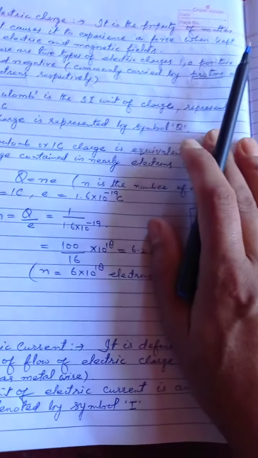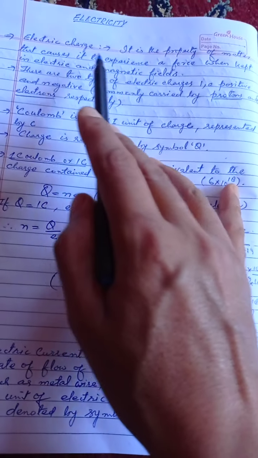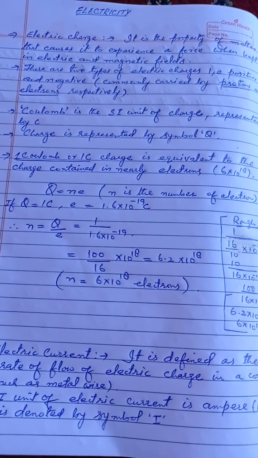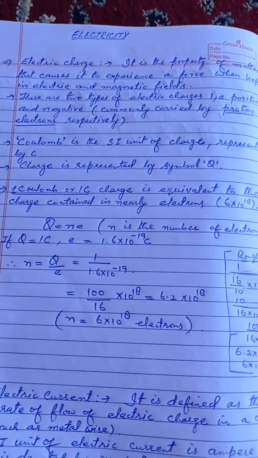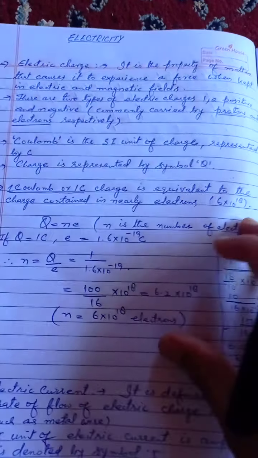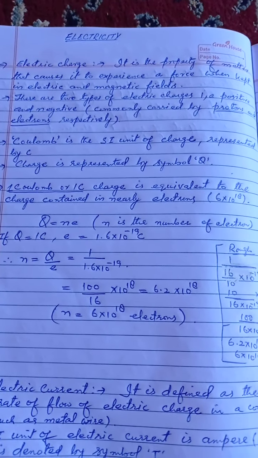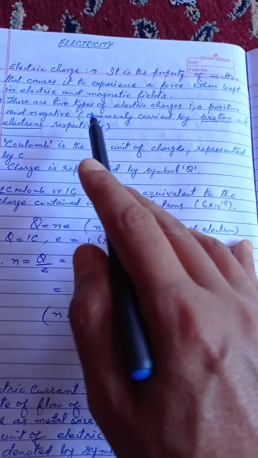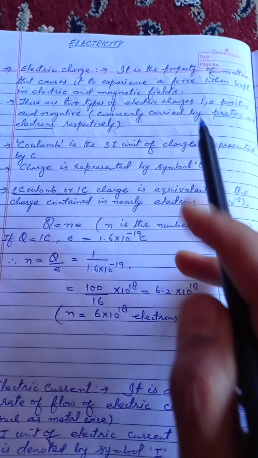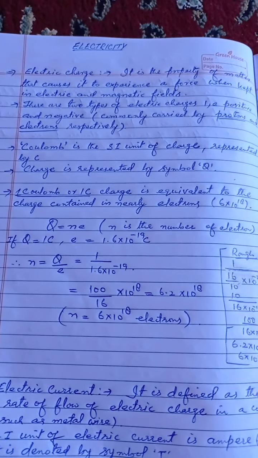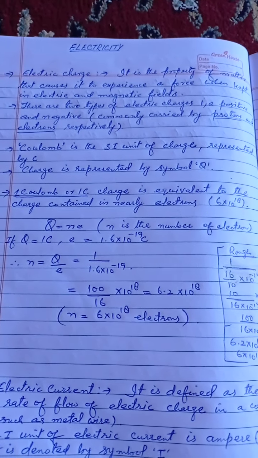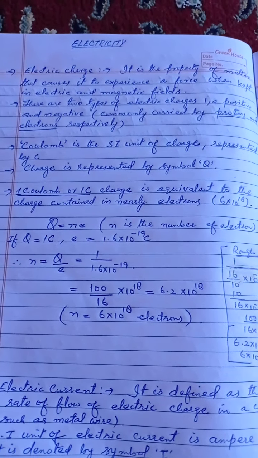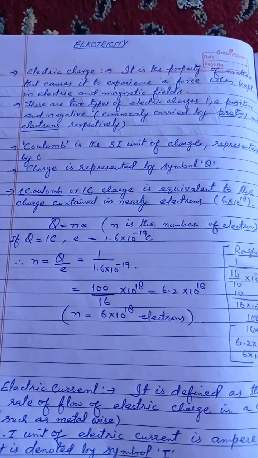Here we need to understand first what is electric charge. So electric charge किसको हम कहते हैं, electric charge है क्या? Dear students, this electric charge is defined as a property of matter. It is the property of matter that causes it to experience a force when kept in an electric and magnetic field. So we can define electric charge, dear students, as the property of matter that causes it to experience a force.